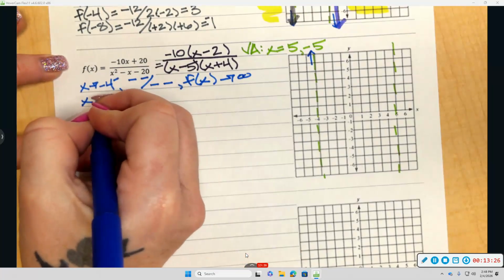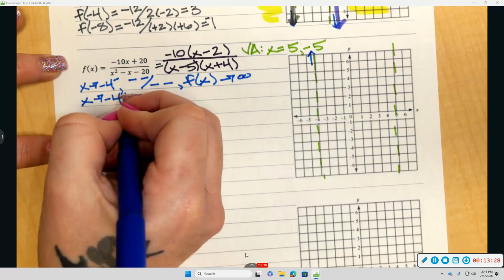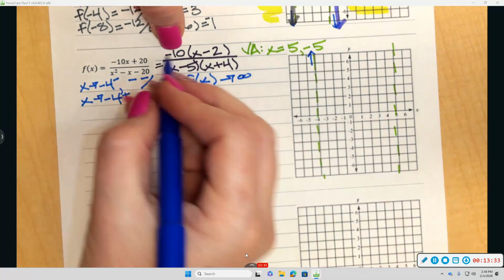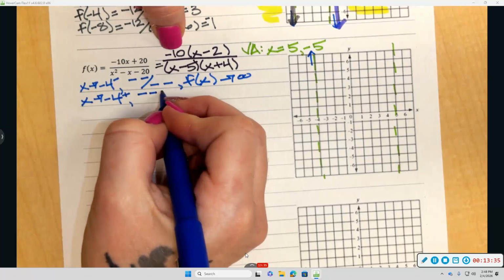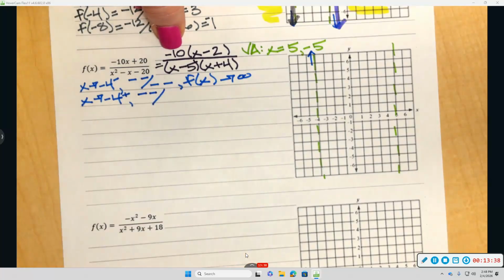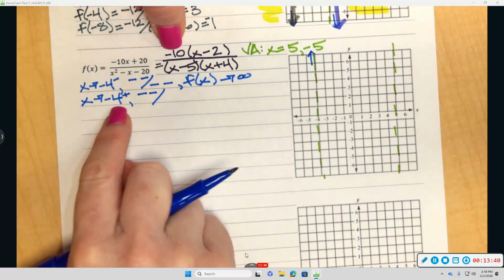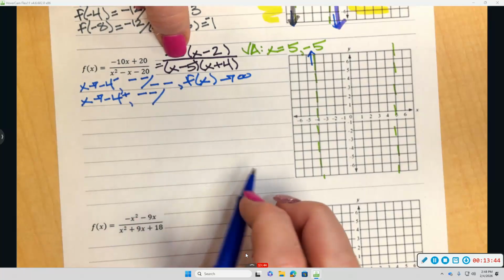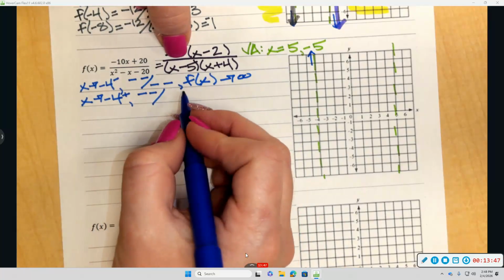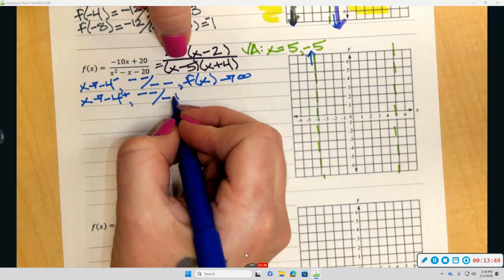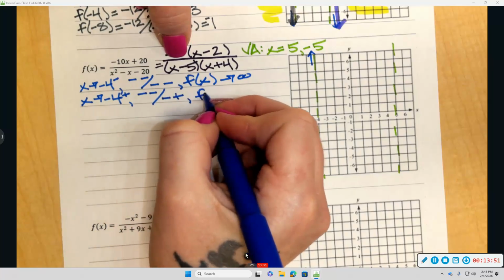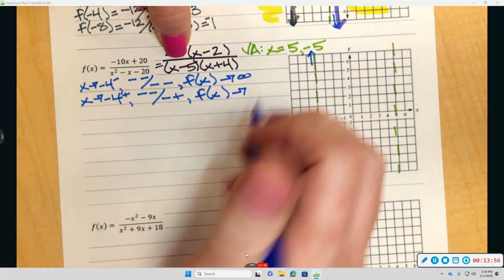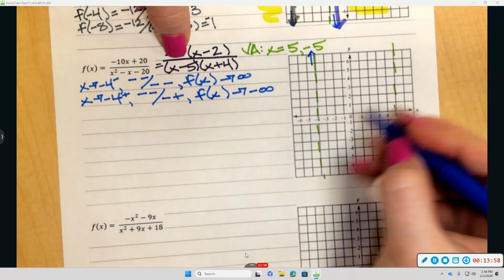Next, we want to look at negative 4 from the right. So we're greater than negative 4. In the numerator, we're still going to have negative times negative, right? Because if I'm at negative 3, right, that factor is going to be negative. In the denominator, again, thinking about a negative 3, I would have negative positive. So that means that our function is approaching, we would have positive over negative, which is negative infinity.